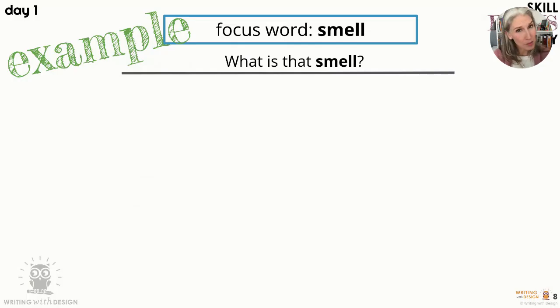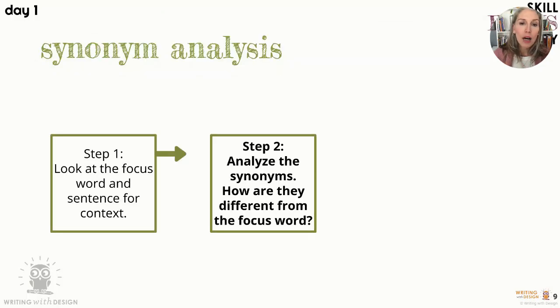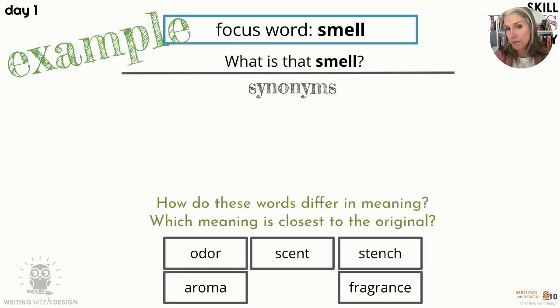What is that smell? And so now we have to think about what are synonyms for the word smell that are used as a noun. So we have provided several, in this case 5, to look at for the word smell. We've got odor, scent, stench, aroma, and fragrance. And so now is an opportunity to do some discussion about what do these words mean? How do they differ? What's the connection between them? Which one is the closest to the original word that we're using?